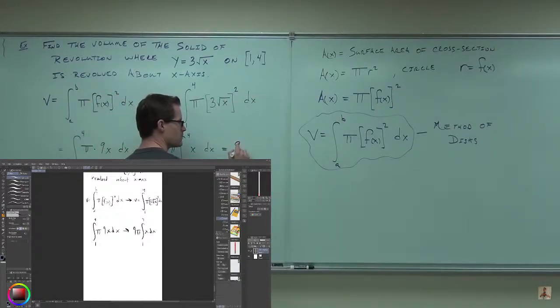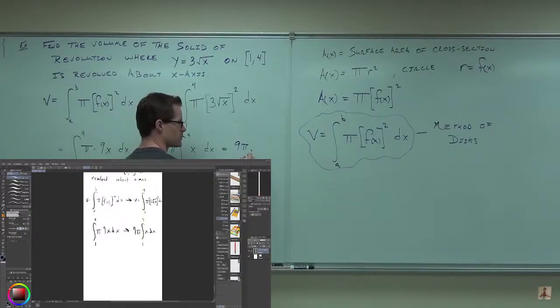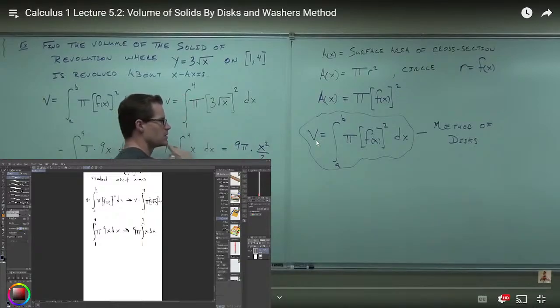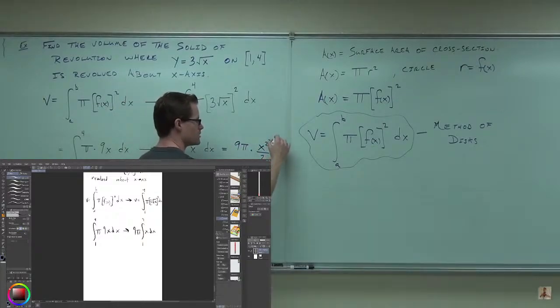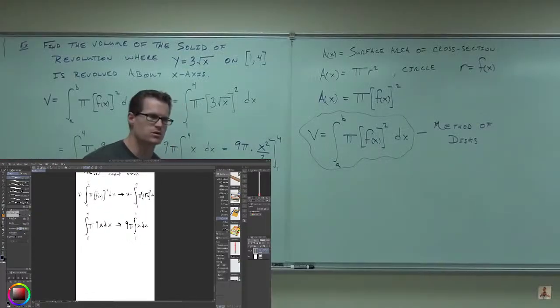You're going to get 9 pi times what? 1/2 x squared. And then put down 4 over 1, so we'll be evaluating from 1 to 4. I'm going to show you a slightly different way you can consider this. This is another way you can do this problem.